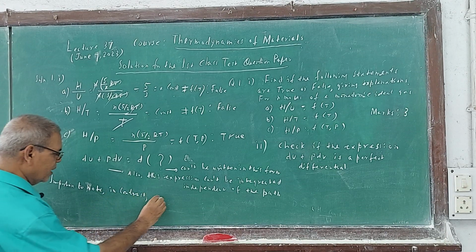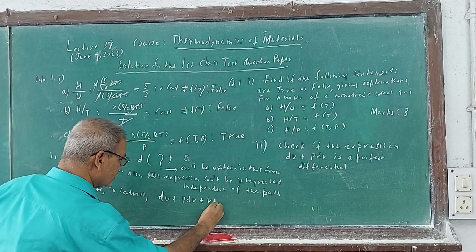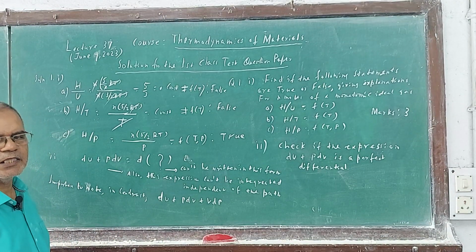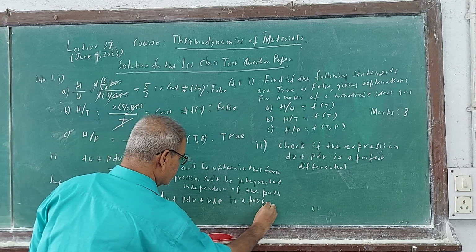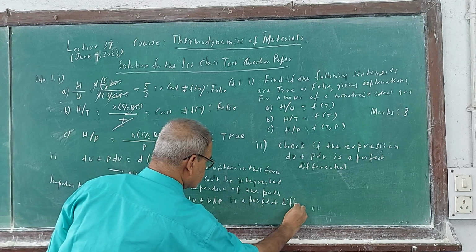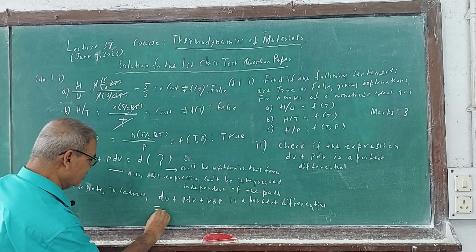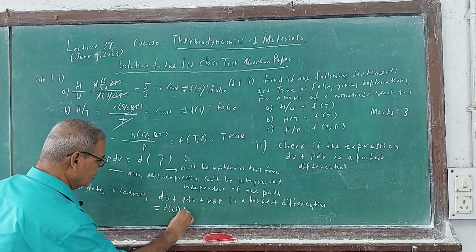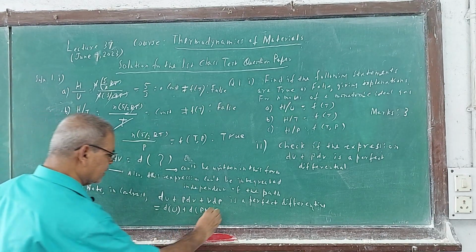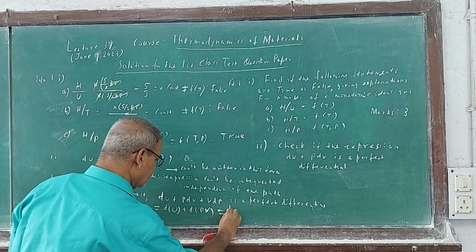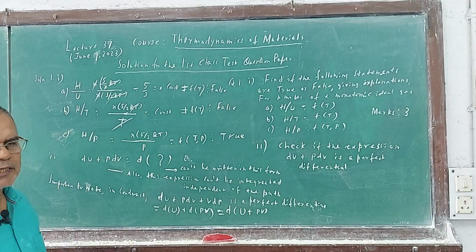See how. du plus PdV plus VdP is a perfect differential. It is a perfect differential. How? Let us see. Why? Because I am giving you. It is nothing but du. This is dPV. So this is nothing but d of U plus PV. So it is a perfect differential, and you can integrate also.